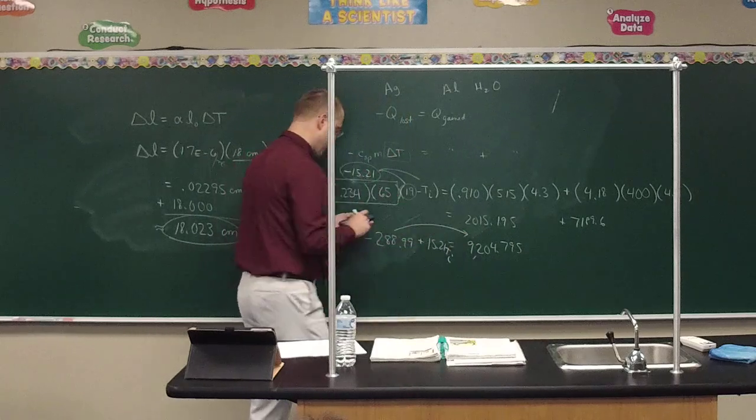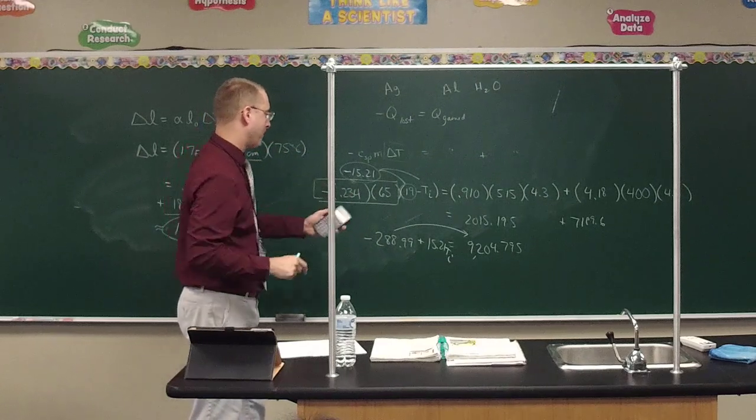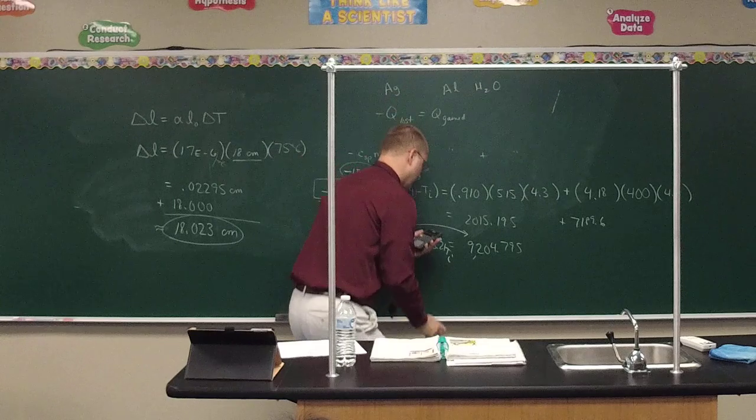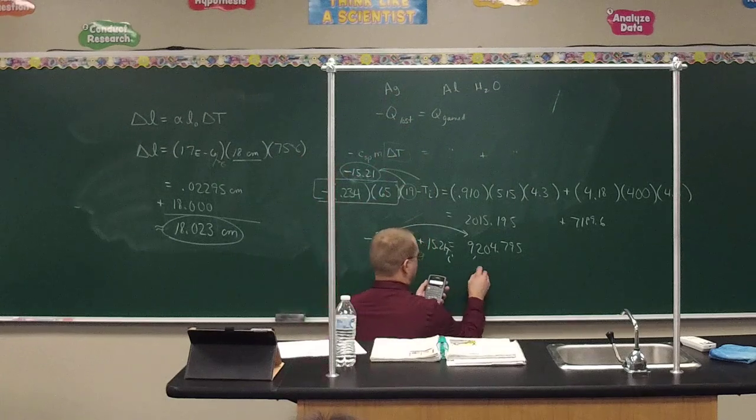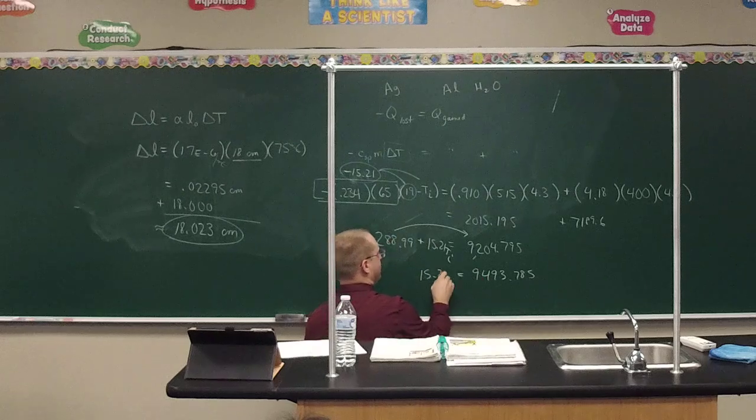You would have got a smaller number when we should have increased the 9204.795 by 288.99 to get not something in the 8,000 range, but 9493.785. All that gets divided by the 15.21.